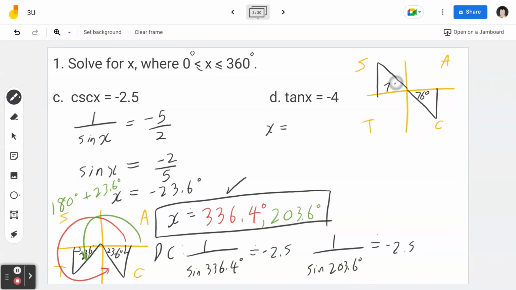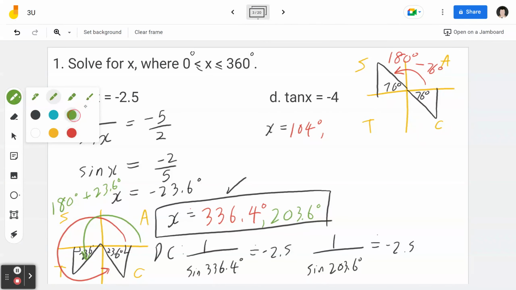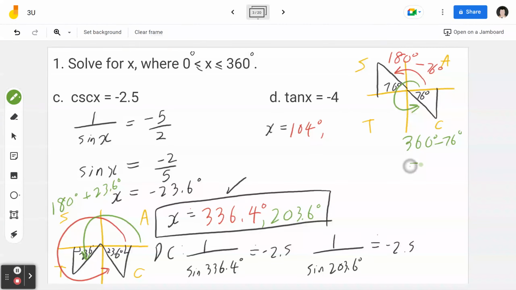So the related acute angle is going to be 76 degrees, which means, again, one answer is going to be 180 minus 76. And if you work that out, it's going to be 104 degrees. If I grab a different color for you, the second answer is going to be there. And that's going to be 360 minus 76 degrees, which again, if you work it out, that's going to be 284 degrees.